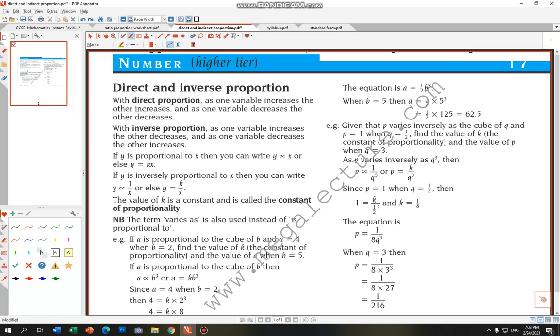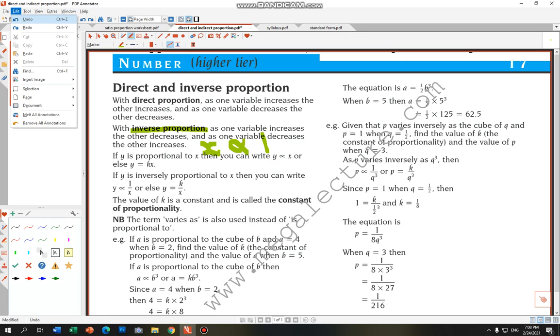What is an inverse proportion? So one variable increases, the other decreases, and as one variable decreases, the other increases, and its equation will be x is inversely proportional to 1 over y. What does it mean? If x increases, y decreases. If x decreases, y increases. So this is the theme for the inverse proportion.